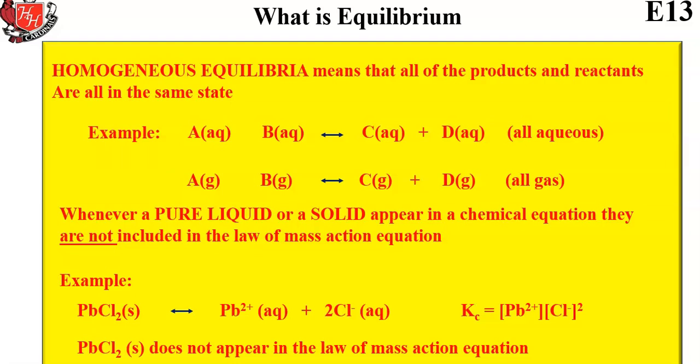Whenever a pure liquid or a solid appears in a chemical equation, it is not included in the law of mass action. So in this reaction, PbCl2, which is a solid, produces Pb2+ and 2 Cl-. Then the law of mass action is Kc equals [Pb2+][Cl-]^2. You notice you don't see PbCl2 because it is a solid, so it does not appear in the denominator.